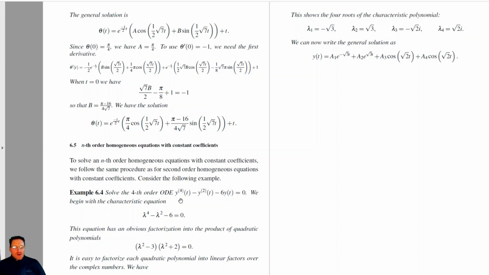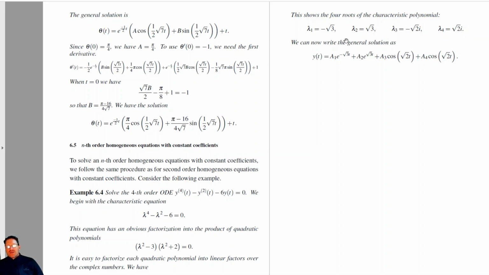and all of these multiply together to give 0. Okay, so that gives us 4 roots in agreement with the fundamental theorem of algebra, because this characteristic polynomial is of degree 4, so we expect 4 roots here. So those roots are lambda 1 is minus root 3, lambda 2 is root 3, lambda 3 is minus root 2i, and lambda 4 is root 2i.